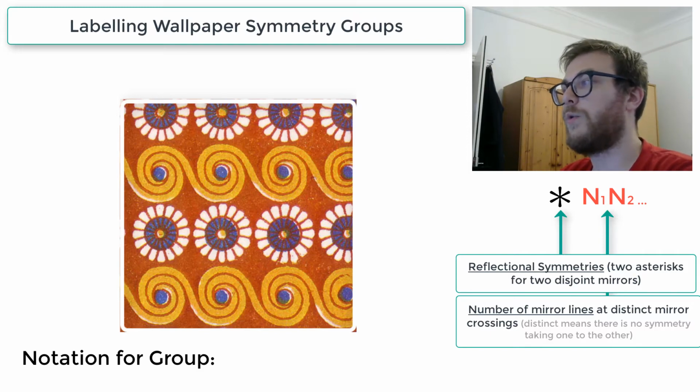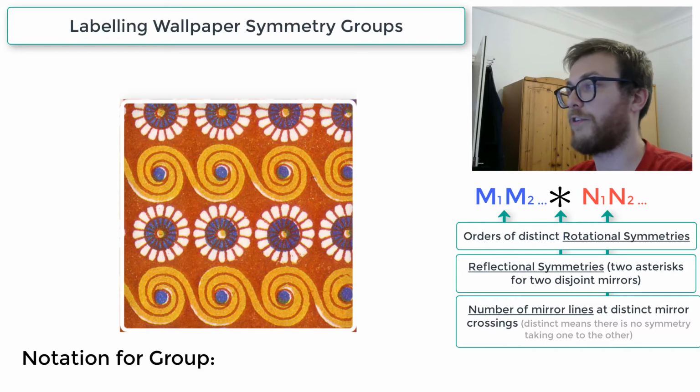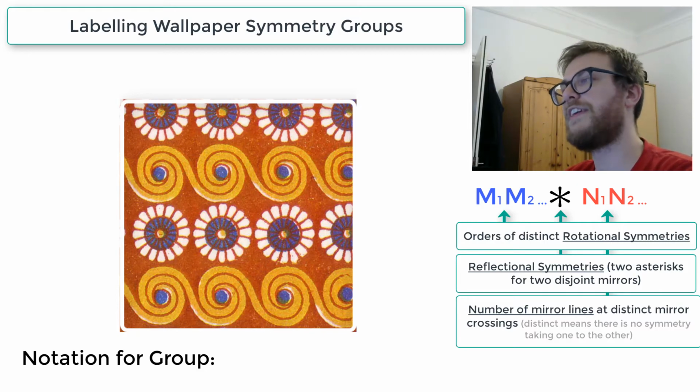To denote these, we just write a number for each centre of rotation, corresponding to the order of that rotation, i.e. the number of times the rotation must be performed to get back to the identity symmetry. If there are also reflections, we write these rotational numbers before the asterisk to avoid confusion.